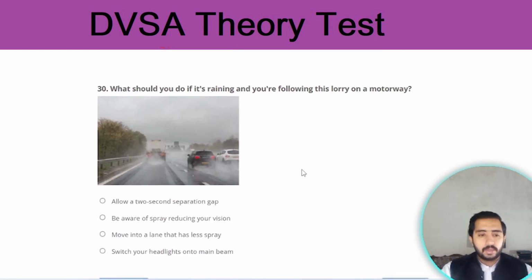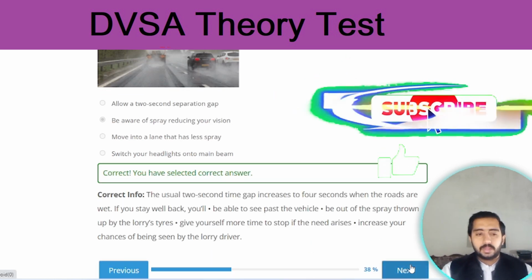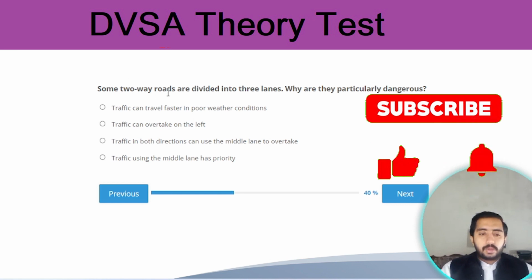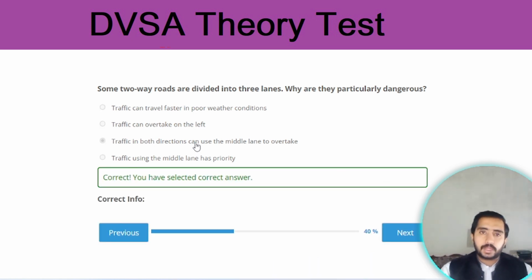Next question. Question number 30. What should you do if it's raining and you are following this lorry on a motorway? The correct answer is be aware of spray reducing your vision. Option B is the correct one. Next question. Some two-way roads are divided into 3 lanes. Why are they particularly dangerous? They are dangerous because traffic in both directions can use the middle lane to overtake other vehicles. Option C is the correct one.